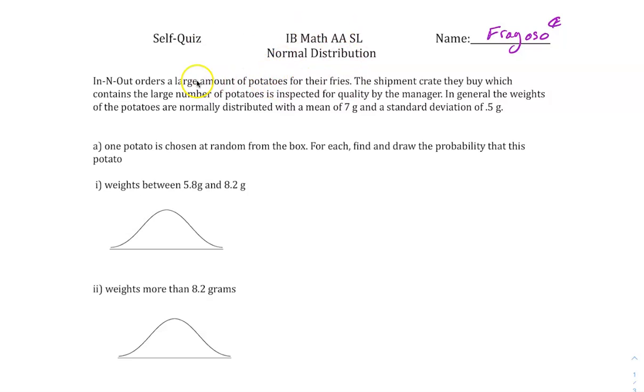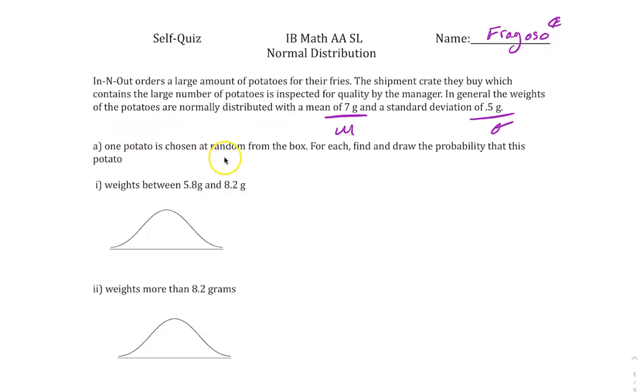So let's do the normal distribution self-quiz. In-N-Out orders a large amount of potatoes for the fries. The shipment crate they buy, which contains a large number of potatoes, is inspected for quality by the manager. In general, the weights of the potatoes are normally distributed with a mean of 7 grams and standard deviation of 0.5 grams. So there's our mean, and there's our standard deviation.